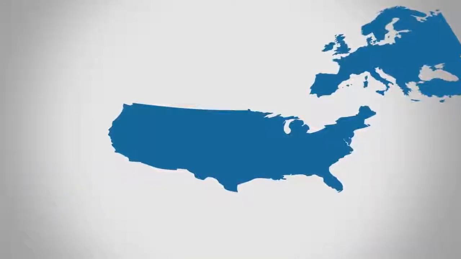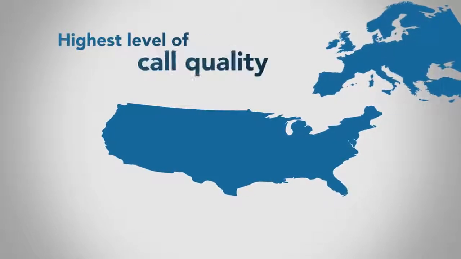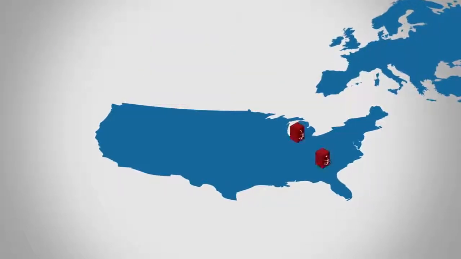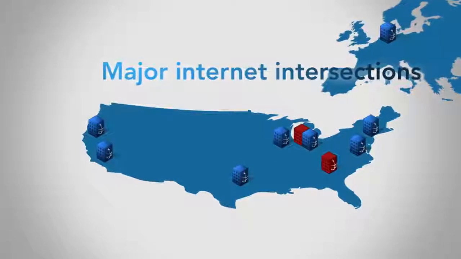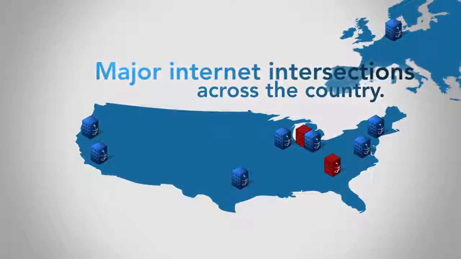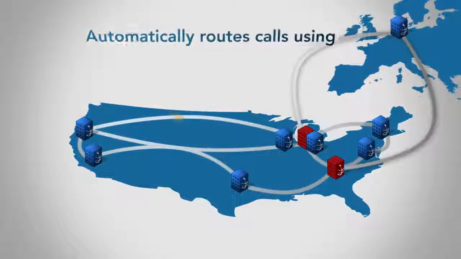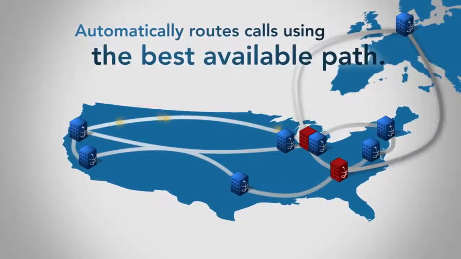Star2Star's Constellation Network provides the highest level of call quality and reliability. It includes primary data centers and additional points of presence located at major internet intersections across the country. The Constellation Network automatically routes calls using the best available path.